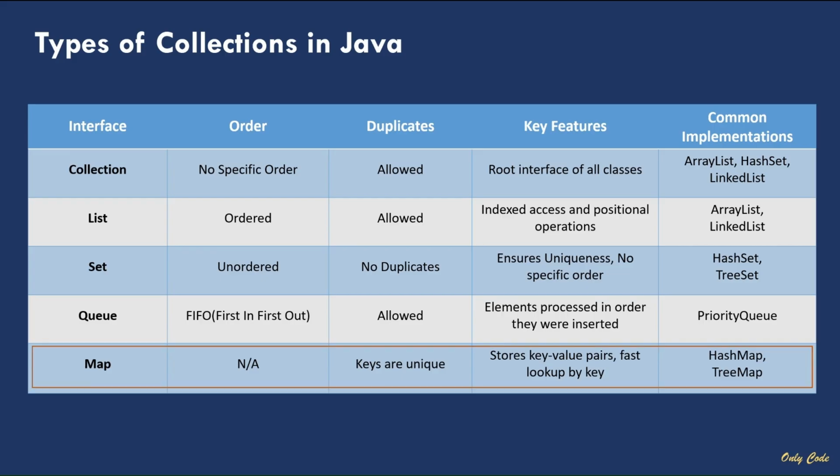Maps. Maps do not follow the same structure as other collections, as they store key value pairs. The keys are unique in a map, and it does not matter if the values are duplicated. Maps are particularly useful when you need fast lookup by a specific key. HashMap and TreeMap are popular map implementations. Let's look at all of these in detail.